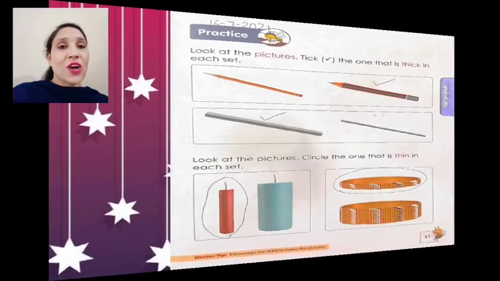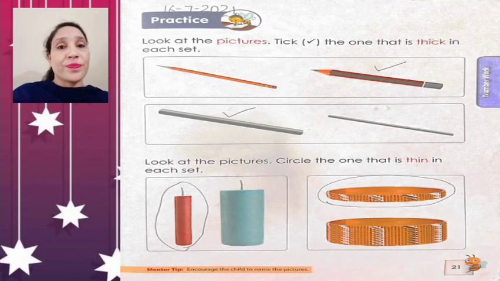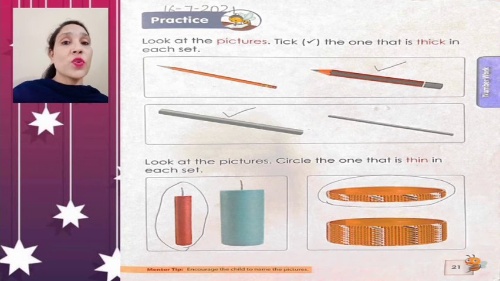Yes students, now see the book page. This is book number 3 and page number 21. Now you have to revise it. Look at the picture. Tick the one that is thick in each set. Thick mean मोटा. इसमें आपको जो चीज मोटी नजर आ रही है उसे आपको क्या करना है? टिक करना है.